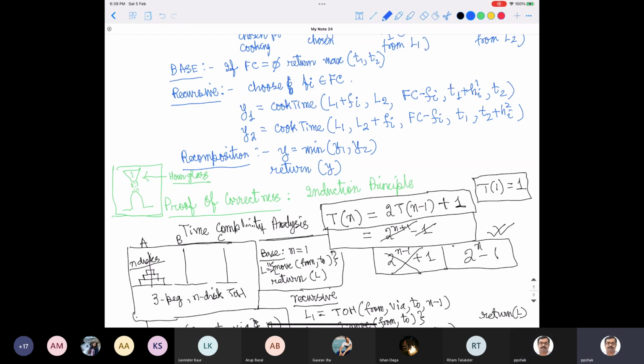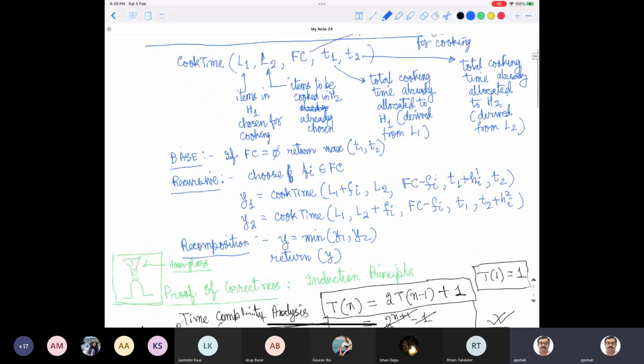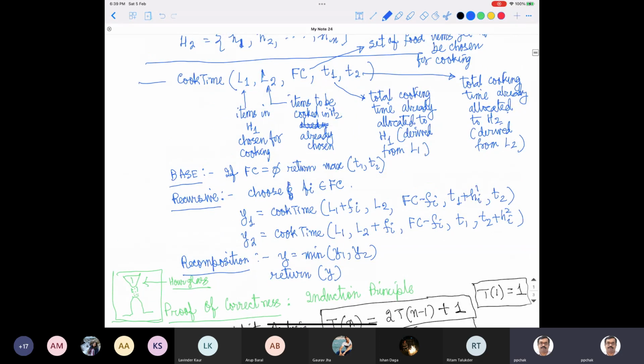So when will identical subproblems arise? Based on this, how do we say two nodes will be the same? If two nodes are to be the same, what is the same? L1, L2, and L6. Now suppose L1, L2 max are different. Max of T1, T2.